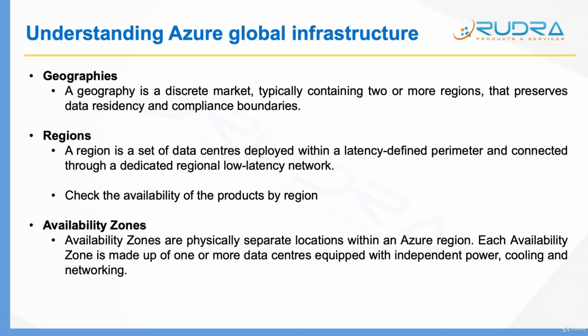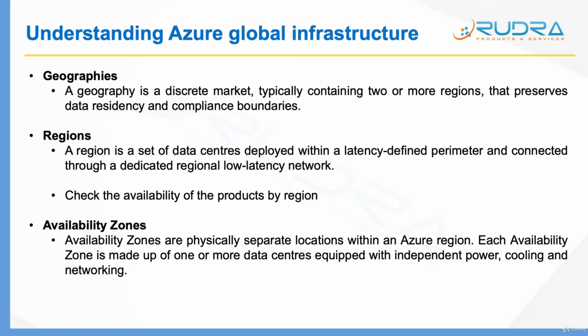Geographies. A geography is a discrete market typically containing 2 or more regions that preserves data residency and compliance boundaries. And secondly, regions. A region is a set of data centers deployed within a latency defined perimeter and connected through a dedicated regional low latency network. So basically any services within a region can communicate using that low latency network. So if you have 2 components that form part of a solution, make sure they are deployed within the region if the connectivity between these 2 components is critical for business basically.